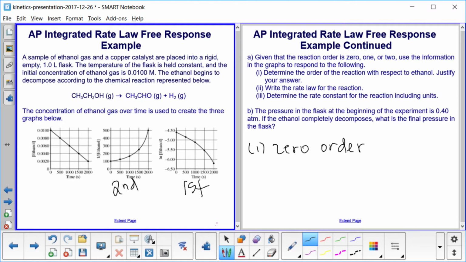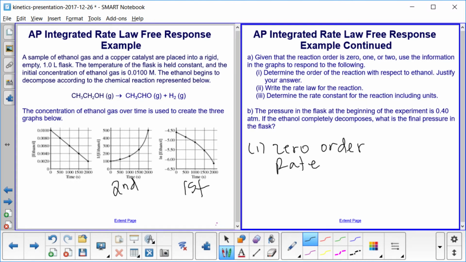And what that means is that the rate is constant as the concentration of ethanol, I'm going to abbreviate ETOH, ethanol, changes. Okay? So the rate does not depend on the concentration of ethanol. We can see that actually here in the first graph. As the ethanol concentration decreases, it does so at a constant rate. Okay, so the rate is constant as the concentration of ethanol changes.